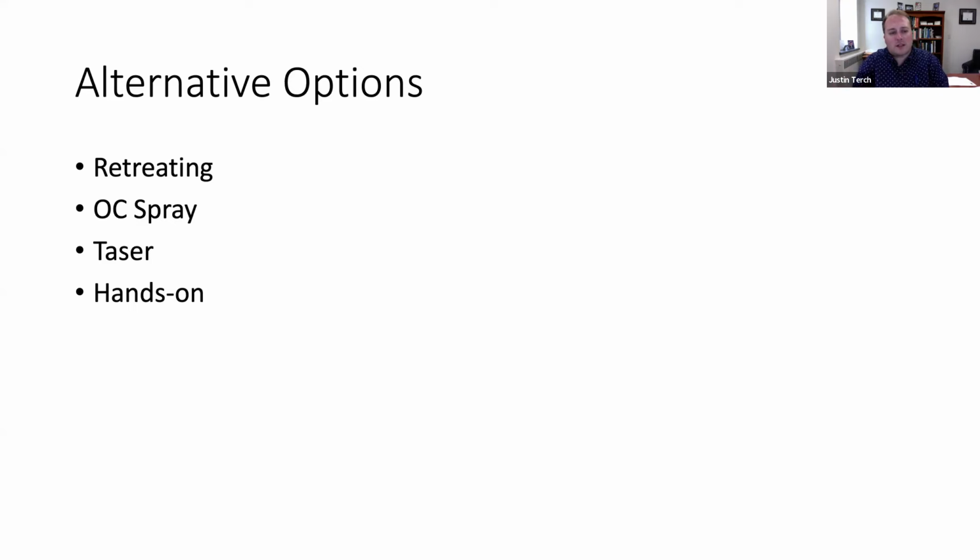Let's talk just quickly about alternative options. We already spoke a little bit about these: retreating, OC spray, taser, hands-on. If you can avoid having to pull that pistol out and use it, you should. You're the one who brought the pistol to the gunfight, or the gun to the fist fight, and so you're going to be held to the higher standard, like Mass said. So make sure that you think about what you're carrying.